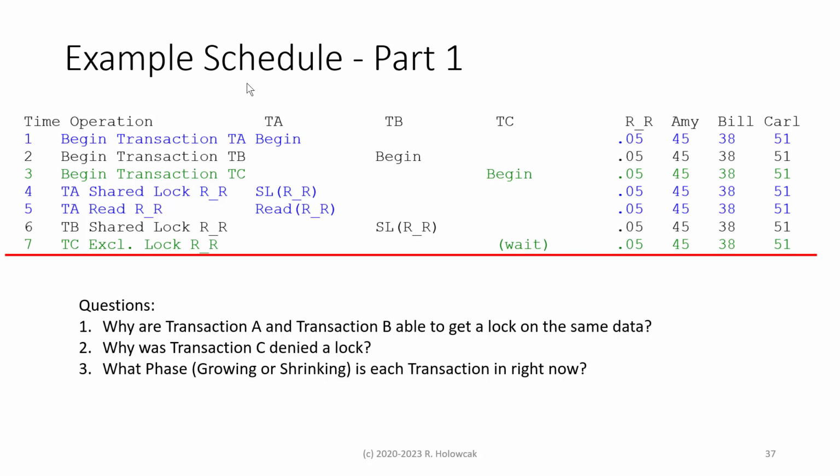And as far as the phases, transaction A, transaction B, and transaction C are all in the growing phase. We know this because no transaction has released a lock. So when we ask that question, what phase, we want to know whether or not a transaction has released a lock. A, B, and C have not released any locks yet. Let's move on.